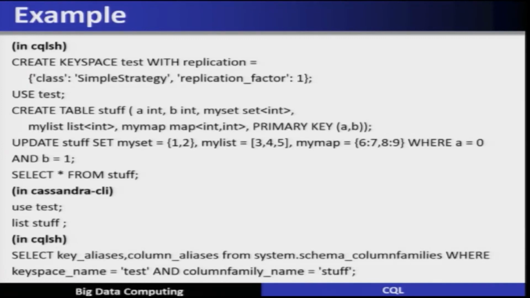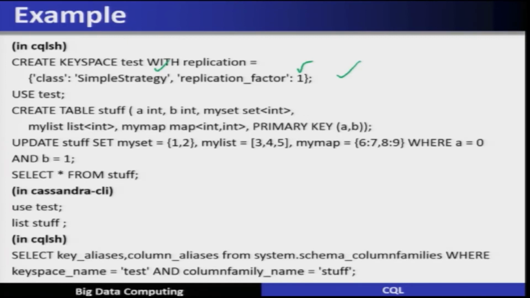So, let us see some example of CQL. We can create first the key space which is named test with the replication factor equal to 1. All these things we have already studied, and the partitioner is a simple strategy which is being used for replication or storing the data.